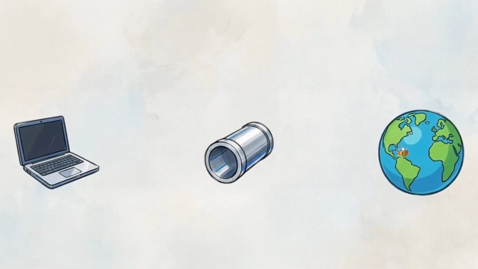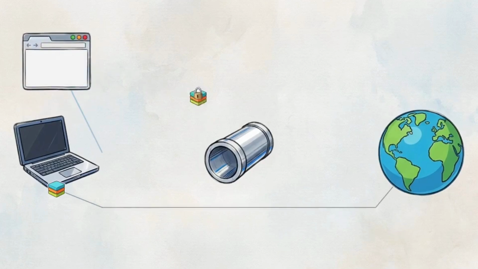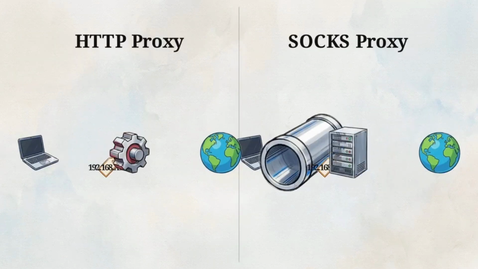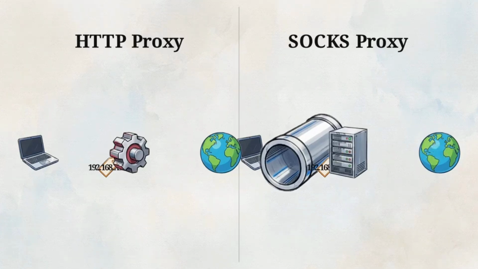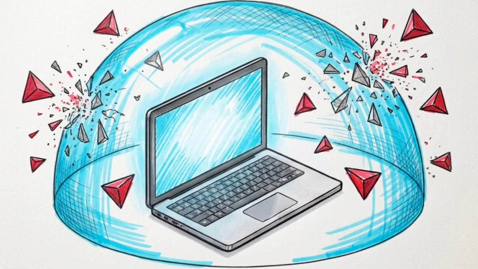A SOCKS proxy gives you a rapid, securely encrypted alternative for private web browsing without forcing you to alter your entire operating system's network settings. You now have two distinct methods to route your traffic: a dedicated HTTP proxy capable of structural filtering, and a lightweight encrypted SOCKS proxy deployed instantly through SSH. In both setups, your local hardware metadata is completely shielded from the websites you visit.